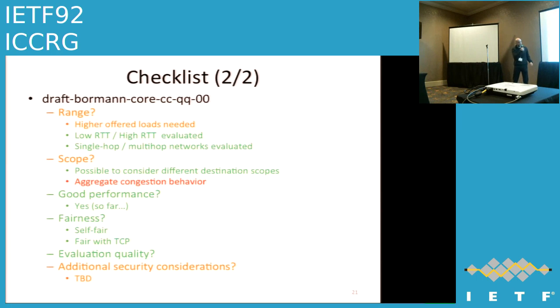Then another important aspect is whether we are considering the whole range of parameter values in which the algorithm should operate. We believe we have done so more or less regarding RTT and also regarding the number of hops of an end-to-end path. However, we have possibly just analyzed low to medium offered loads, so it would be great to see what happens with really higher loads. And possibly the main missing technical component in the draft is some mechanism to control the aggregate behavior of a node, because a node may have exchanges in parallel with different destinations, and this has to be controlled in some way. Finally, we believe performance appears to be good, at least in comparison with default CoAP.